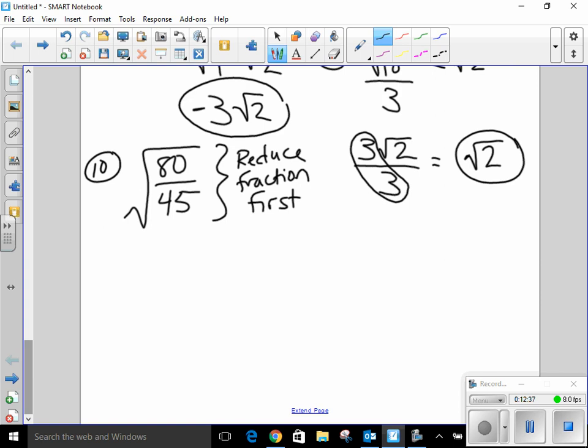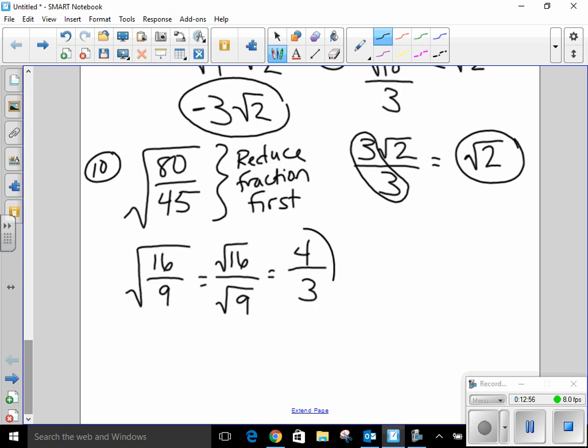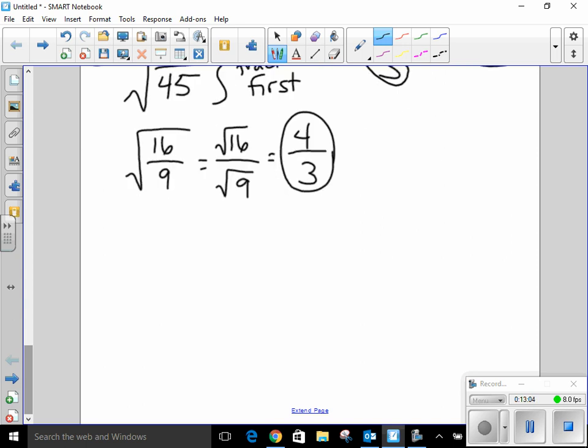So if I divide 80 and 45 by 5, my new fraction is going to be the square root of 16 over 9. Okay, just by reducing it, I ended up with 2 perfect squares. So this is the square root of 16 over the square root of 9. Square root of 16 is 4. Square root of 9 is 3. So my final answer is 4/3, and there's no more radicals anywhere in the problem. Okay, so that's what the beauty and the easiness of simplifying first will actually do for you.